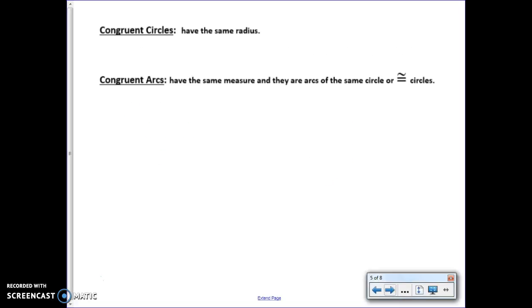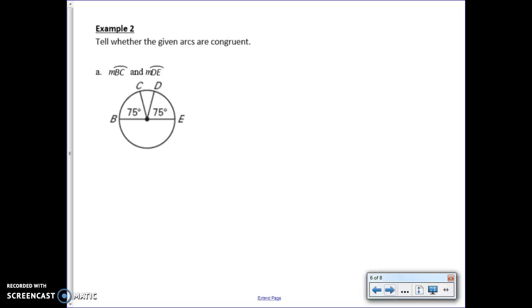Okay, so congruent circles have the same radius. Congruent arcs have the same measure and they're arcs of the same circle or of congruent circles. That seems pretty straightforward, but it can get a little tricky. This says tell whether the given arcs are congruent. So we have two arcs that have the same measure and they are inside the same circle. So we can say that yes, they are congruent.